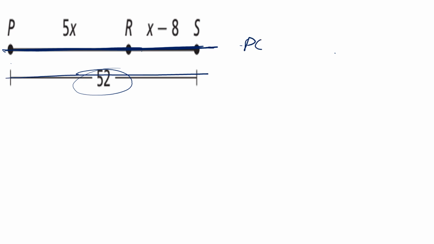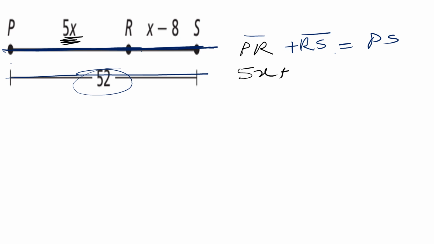So we will write here PR plus RS equals PS. Now what is PR actually? So PR is what? This one, that is 5x. Plus RS is what? x minus 8, equals PS, that is, from here till here it is 52.